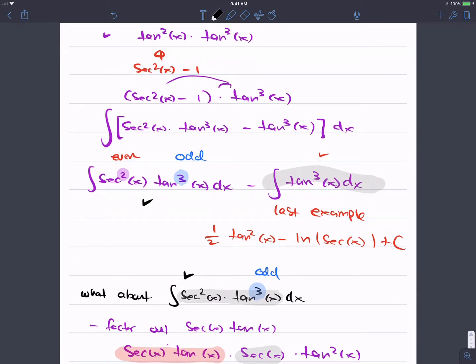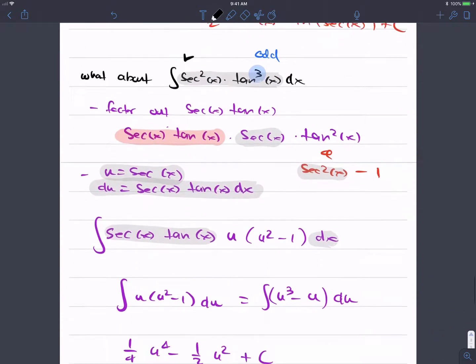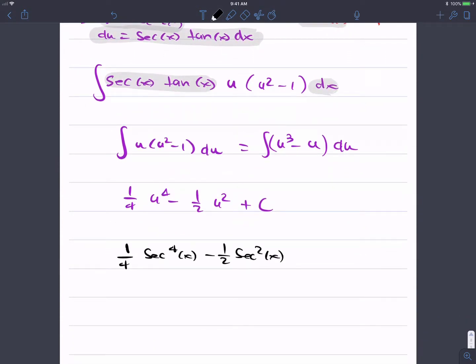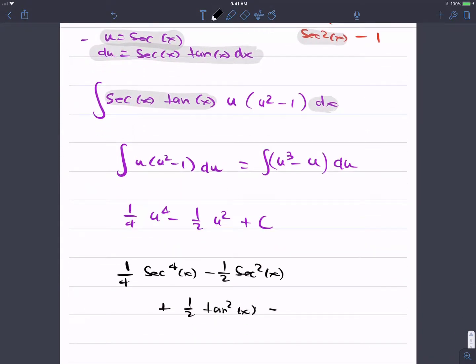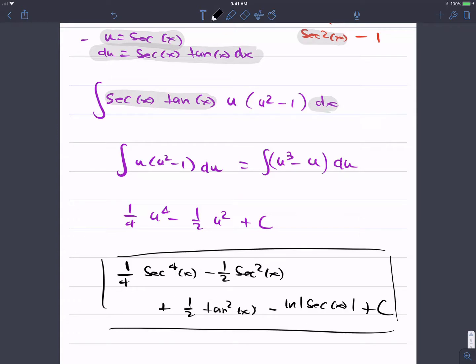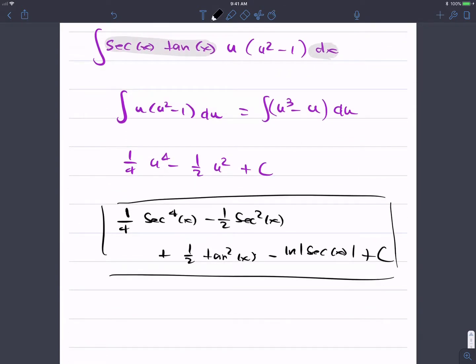Let's not forget the rest of this, which is plus 1/2 tangent squared minus the natural log absolute value of secant, plus c. So that's your final answer here for these problems involving tangent. Okay.